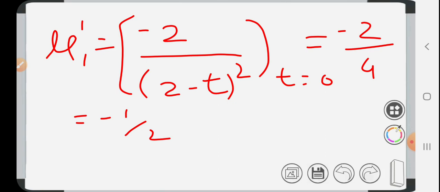Oh, something is wrong here. Yes. What is the derivative of minus t? The derivative of minus t is minus 1. So minus minus becomes plus. 1 by 2 is the answer.